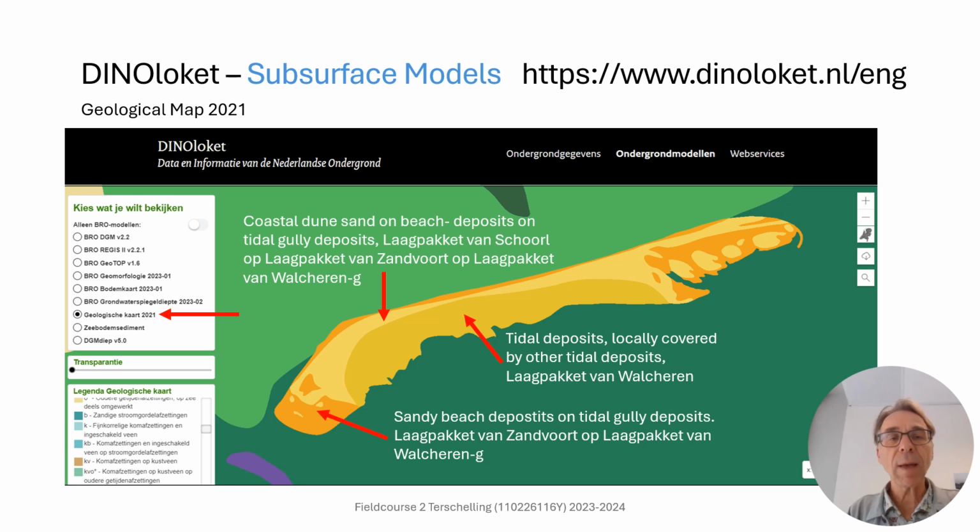Okay, to conclude the maps, this is the geological map of 2021, and you can see it's a very generalized map. There are certainly older maps which show more variety, and also older soil maps. But basically, these maps show stratigraphical units, like coastal dune on beach deposits on tidal gully deposits, or tidal deposits locally covered by other tidal deposits, or a sandy beach deposit on tidal gully deposits.